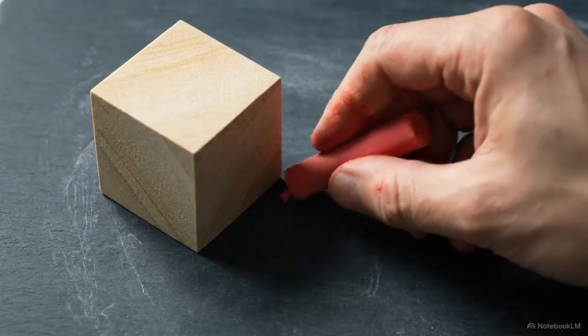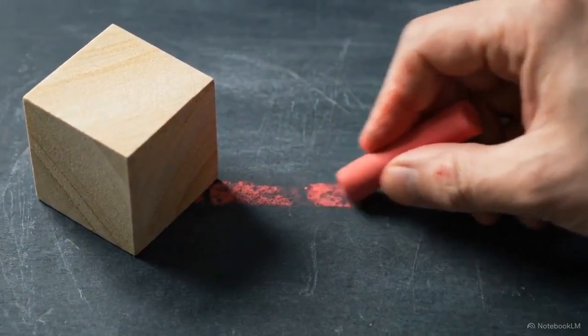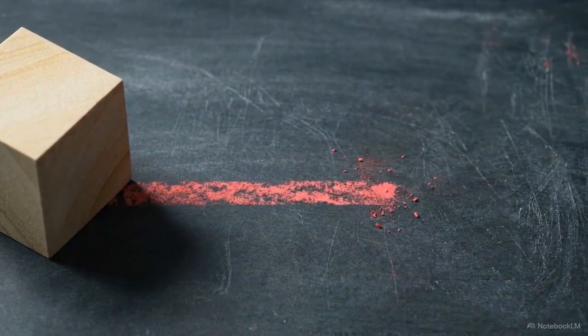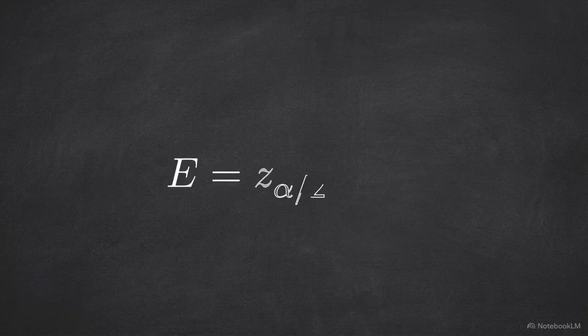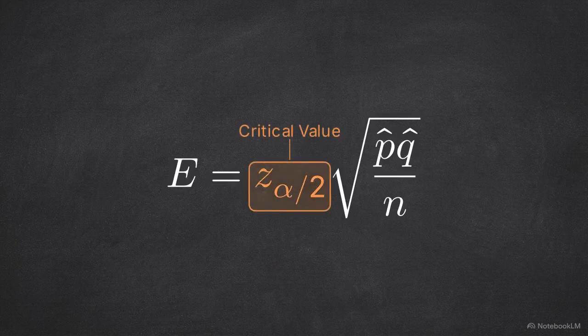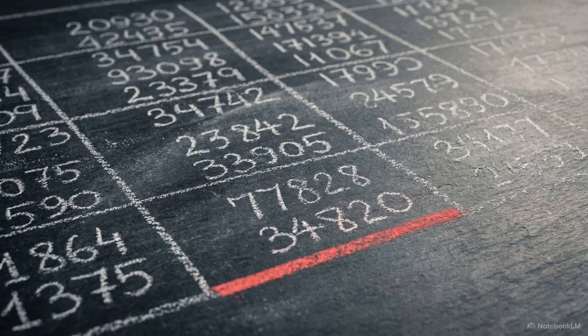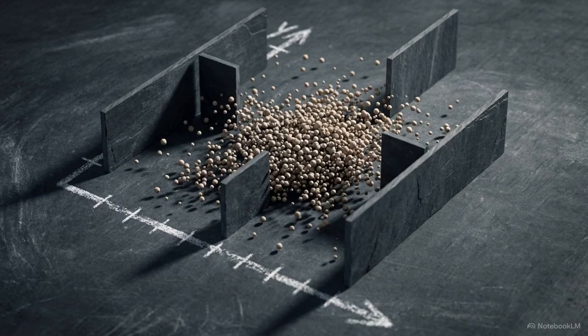These critical values calculate the margin of error, or E. It is the maximum likely amount our sample statistic will miss the true parameter. The formula for E is the critical value multiplied by the estimated standard deviation of sample proportions. The margin of error is not an arbitrary cushion. It is a rigid mathematical boundary dictated by the exact level of confidence the researcher chooses to demand.